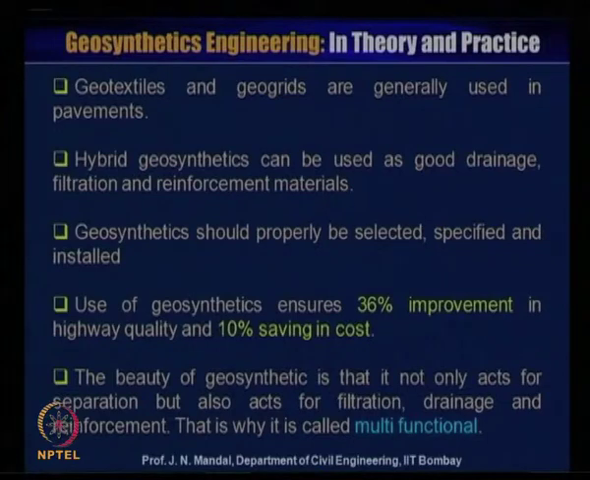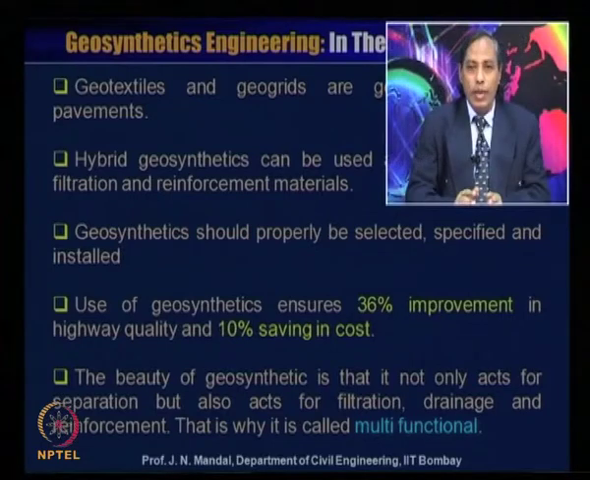Generally, geotextile and geogrid and combination of geotextile and geogrid are used in the pavement. Hybrid geosynthetics can be used as a good drainage, filtration and reinforcement material. So, it acts as both reinforcement as well as drainage and filtration, because it is a combination of geogrid and other woven or non-woven geotextile material. Geogrid can take care of the reinforcement function, whereas the woven and non-woven geotextile material can take care of the filtration or drainage function.